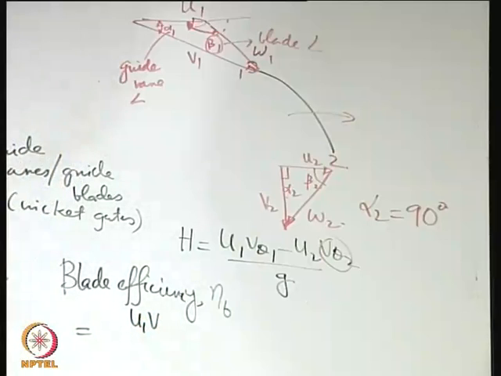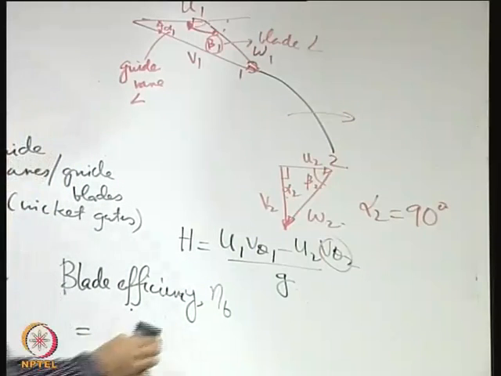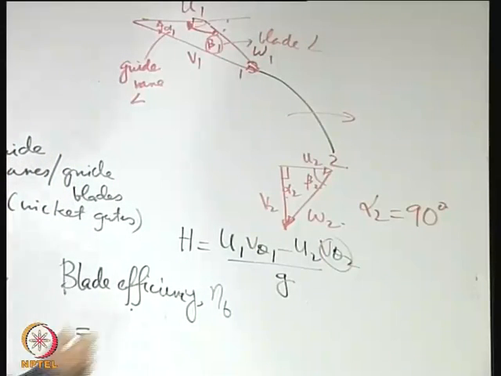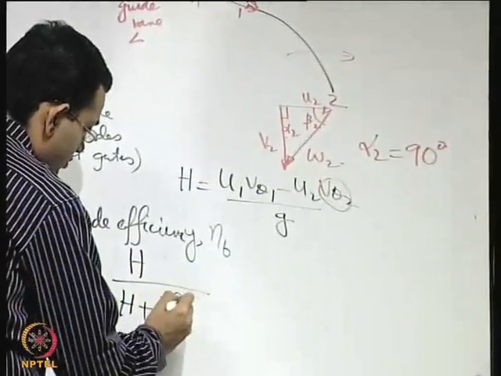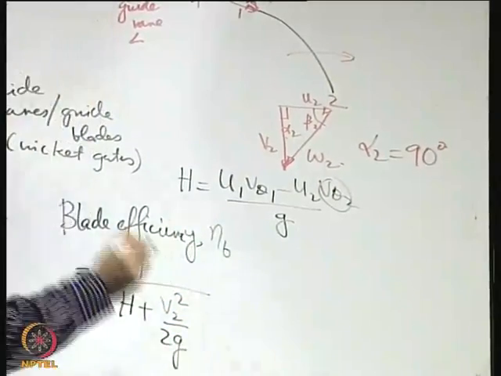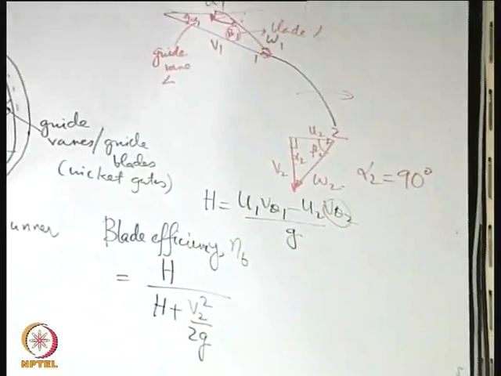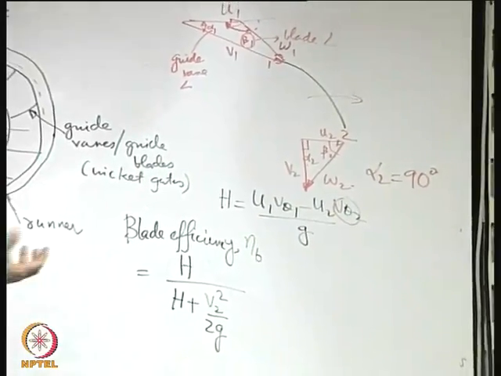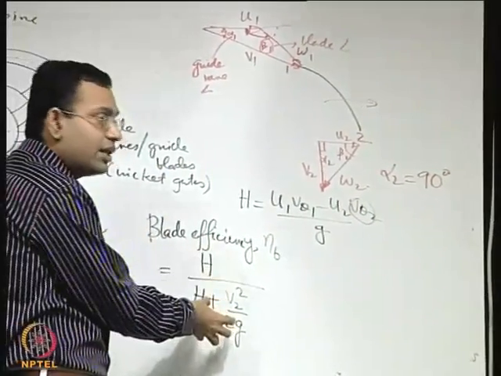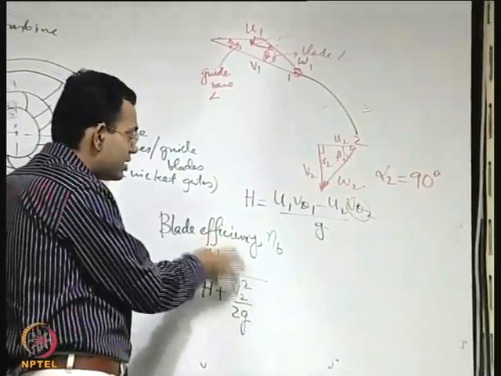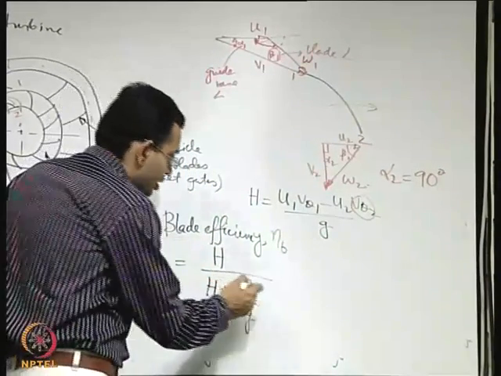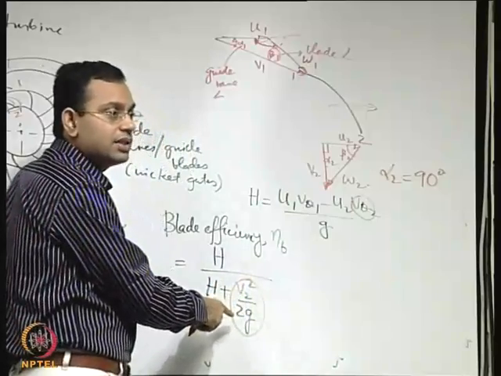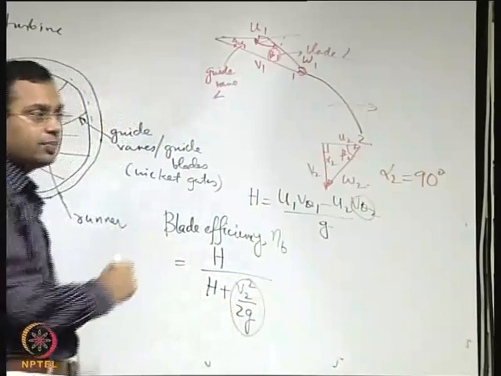So blade efficiency is given as this ratio. Why this ratio? See, efficiency is always some output by the input, where the difference in output and input represents some loss. That means you can intuitively understand that this must represent some loss. Why does this represent a loss?